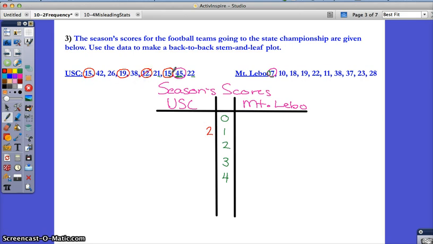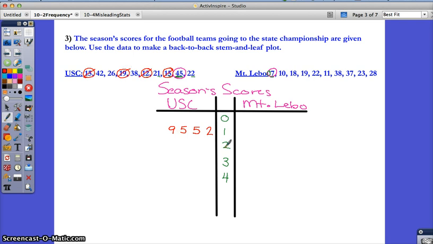Then the next lowest numbers are two 15s. So 1, and then 5, which would be 15, and another 15. We have to write it twice to show that it's in the data set twice. Okay, and then the 19. You're done with the 10s. Move on to the 20s now.